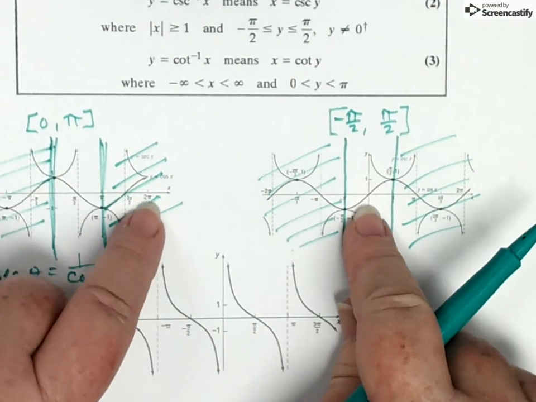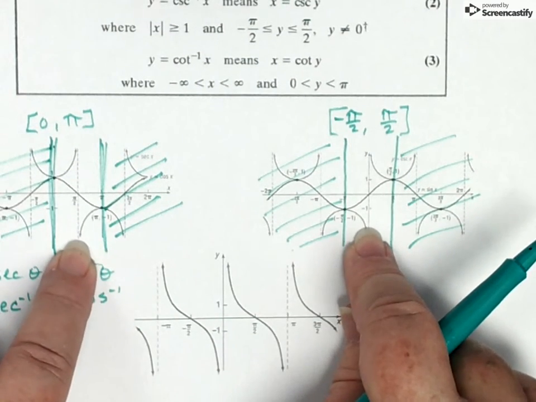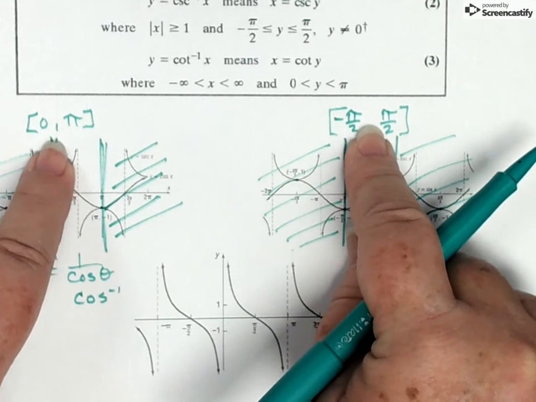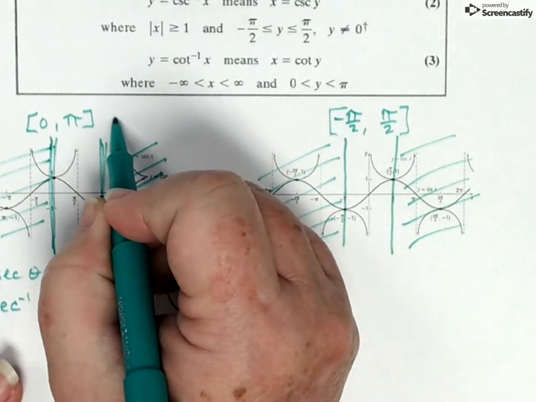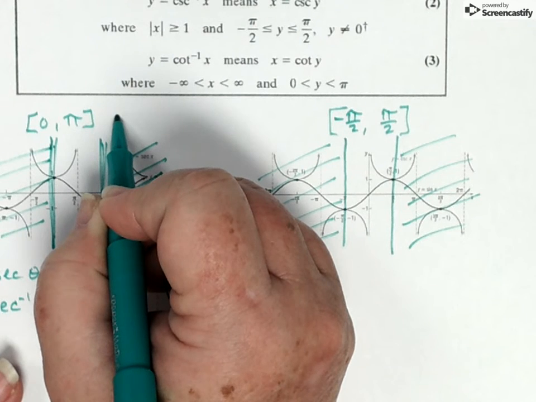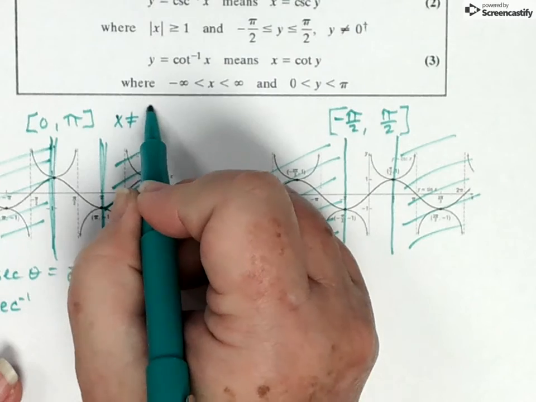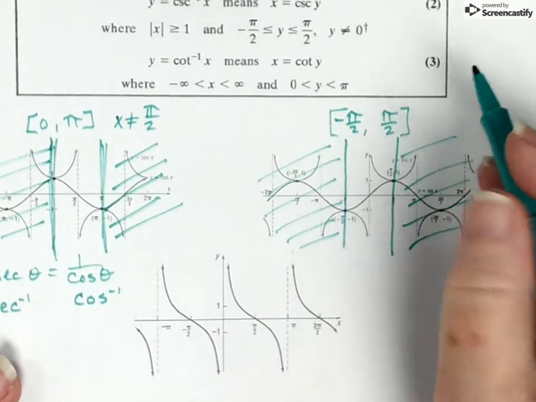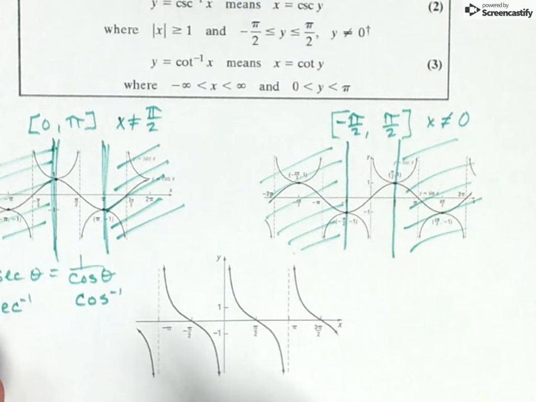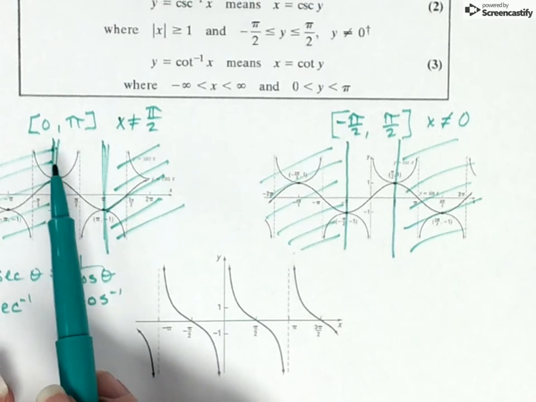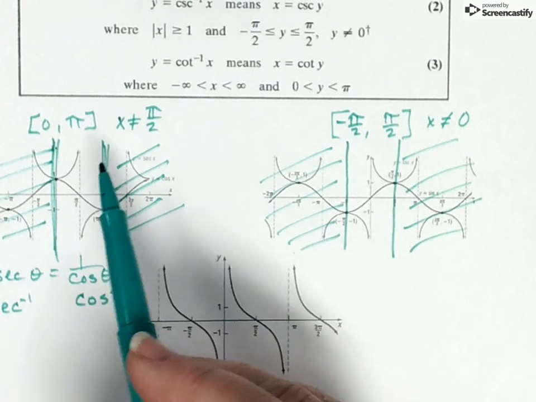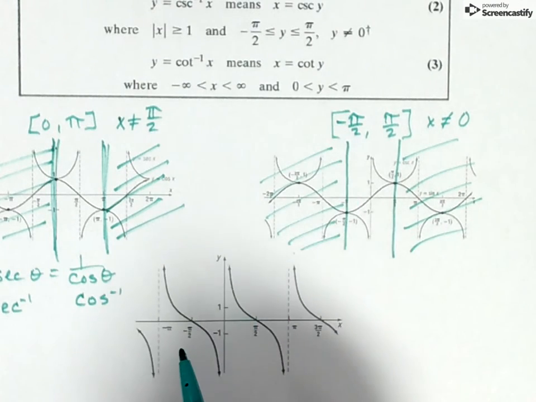Notice that on both of these, though, there's an asymptote in the middle, so these will work, except x cannot equal pi over 2 for secant, and x cannot equal 0 for cosecant. So anytime we have a 0 or a pi over 2 situation, that changes things. We're going to have to be very careful with those cases because those are undefined in the secant world.